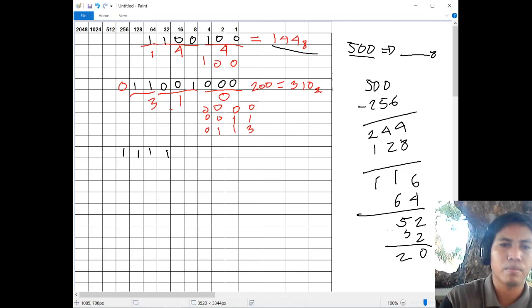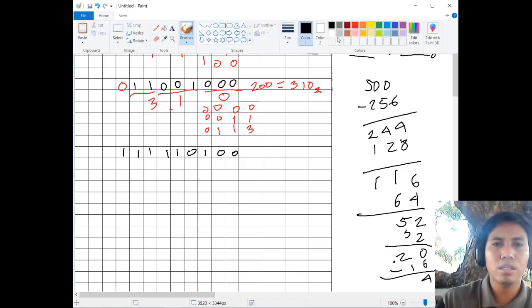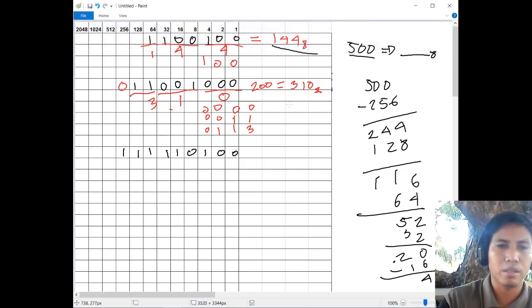So 20. Then we still have 16. So 20 minus 16, that would be equal to 4. Then we have a digit of 4. So the rest is 0. And this is 1, then 0. Now, that is the binary equivalent.